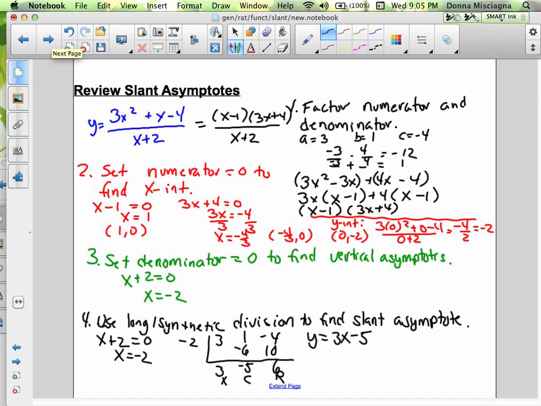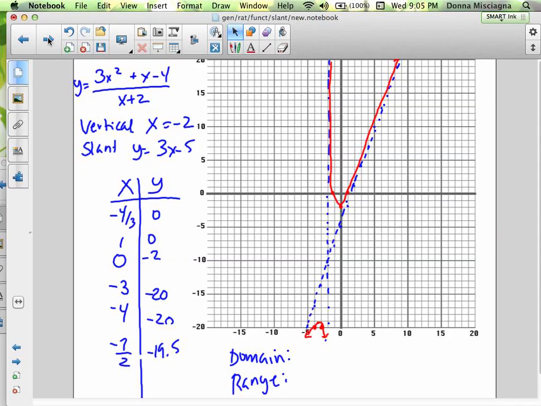Okay. On the next page, I have the vertical asymptote, slant asymptote, x-intercept, y-intercept, all graphed, as well as some other points to help graph the function. So I'm going to show you the graph, and then we're going to do domain and range. This graph barely fit in, and I had a scale of 20.